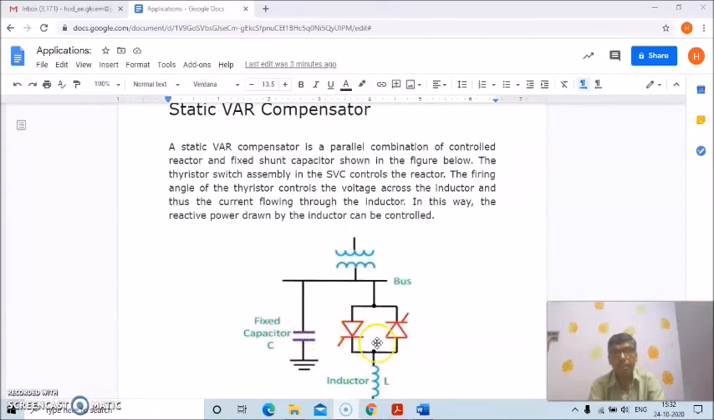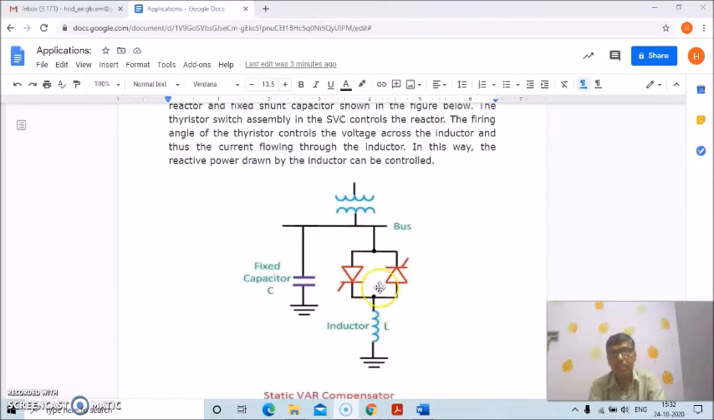The thyristor switch assembly in this static power controller controls the reactor. The reactor being controlled means the current through this reactor will be controlled, and as a result the reactance value is also controlled. And how is it controlled?